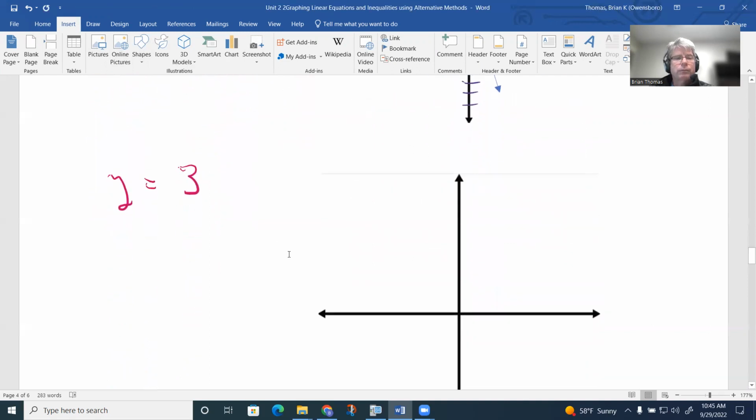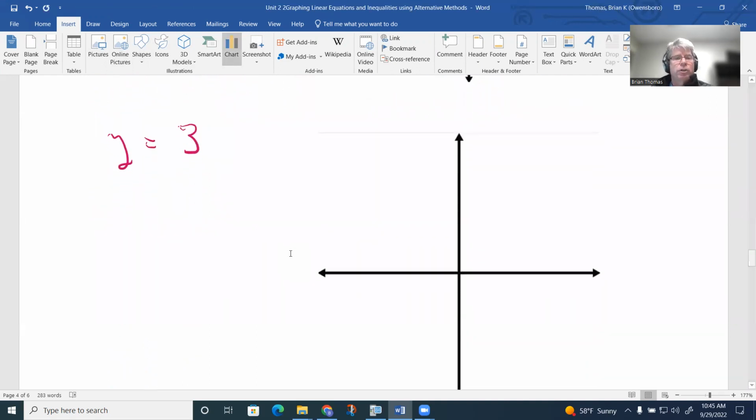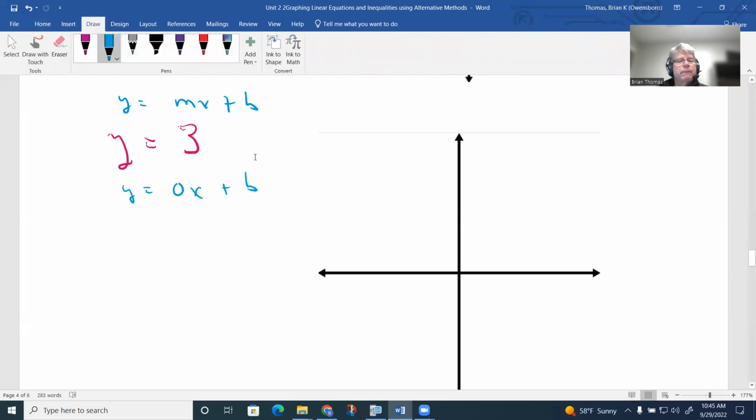All righty. So if I want to graph y equals 3, we should recognize that in the form of y equals mx plus b, what's missing is the x. So what this really is, is y equals 0x plus 3. So notice that there is a slope to this equation. We just couldn't see it.